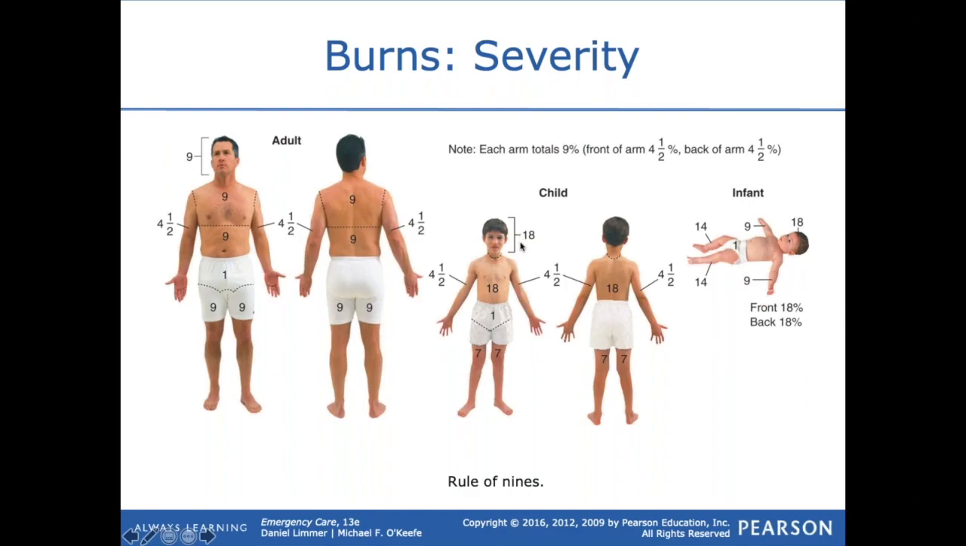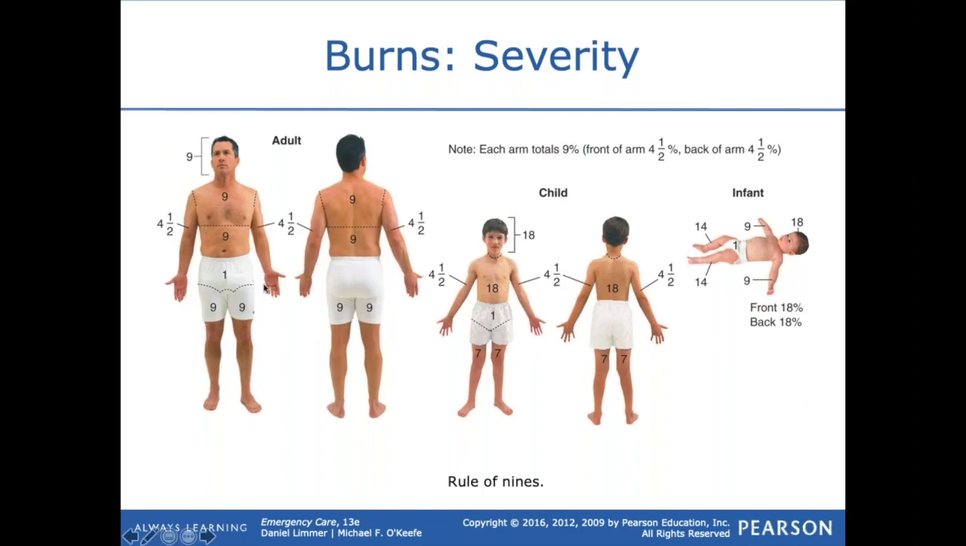Kids' heads are proportionately bigger in comparison to the rest of their body. So a kid's head is 18. Their arms are still 9. Their genitals are still 1. Chest is 9, belly's 9, upper back 9, lower back's a 9. But we're going to take a couple of percent off each leg to give us that 18 for the head. And the kids are the same. I hate charts that do this. 7 back, 7 front. Oh, 14. Well, no kidding, okay?